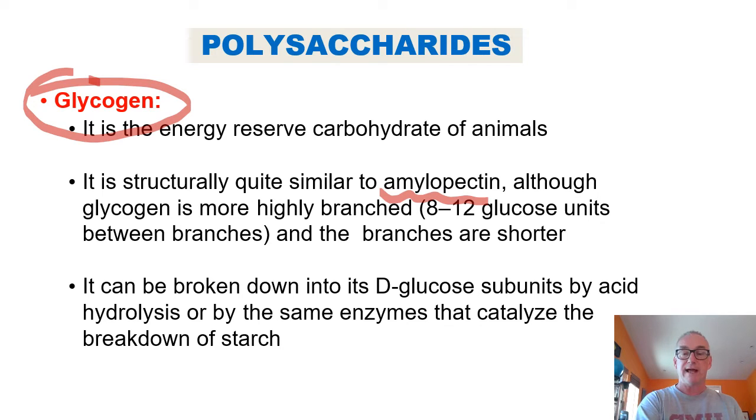And it can be broken down into its D-glucose subunits by the same enzymes that break down starch. So starch can break down alpha-1,4 and alpha-1,6. Those are the same things that are present in glycogen, so you can just break those down pretty quickly.